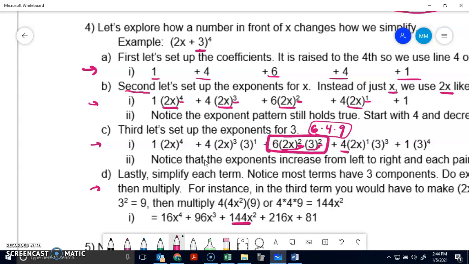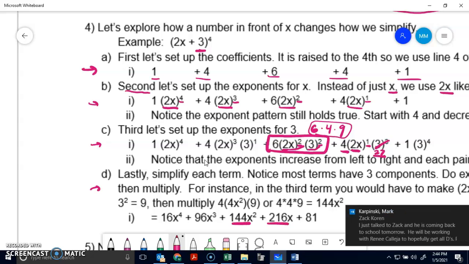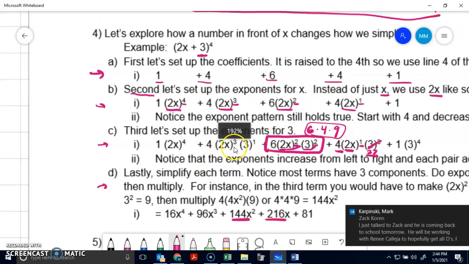Same thing here. I have a 4, 2 to the first, which is just 2, 3 to the third, which is 27. So I would have 4 times 2 times 27 gives me 216. Okay?